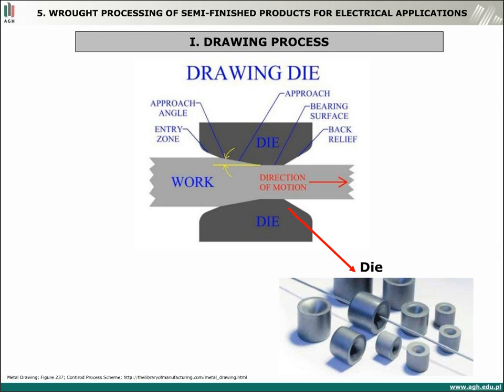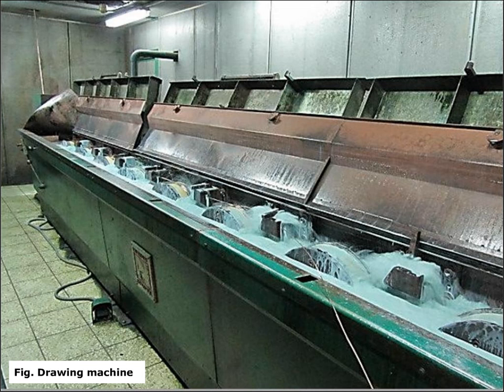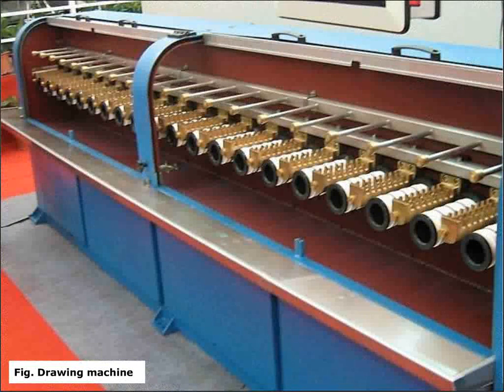It is the only process where the force is put into the ready-made product, and the basic tool for drawing are the dies. As I mentioned earlier, the feedstock for the drawing process is the wire rod, mostly with 8 millimeter diameter, and the ready-made product is the wire. In the following pictures, you can see some industrial drawing machines for wire rod and also for smaller diameters.